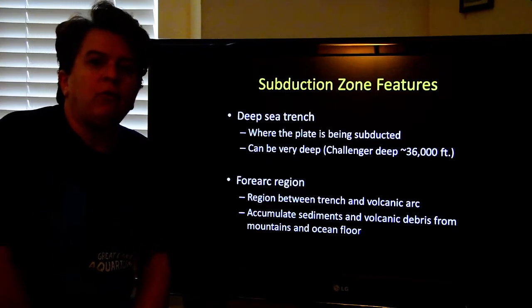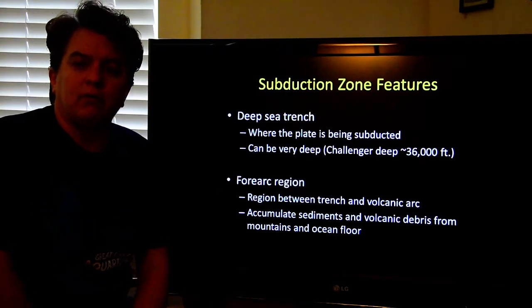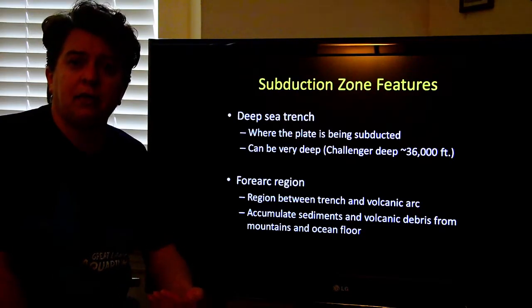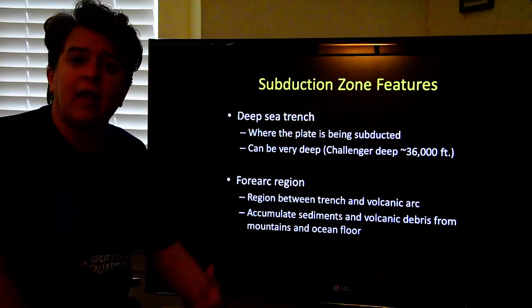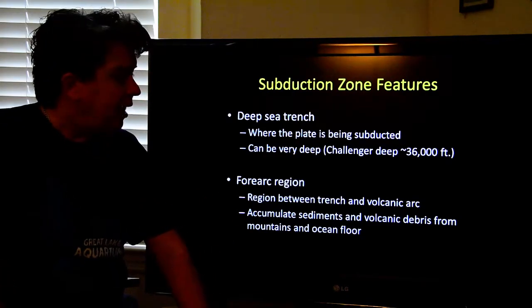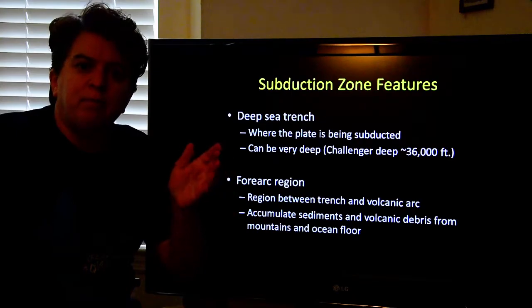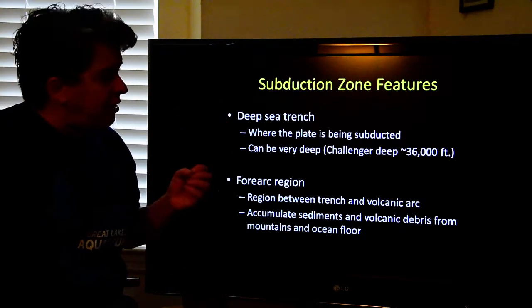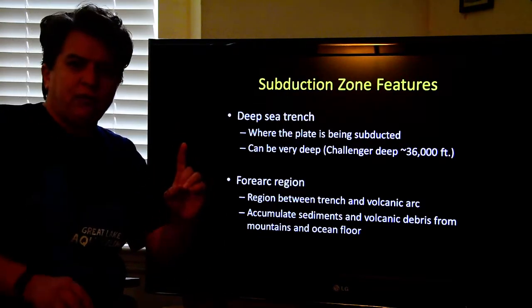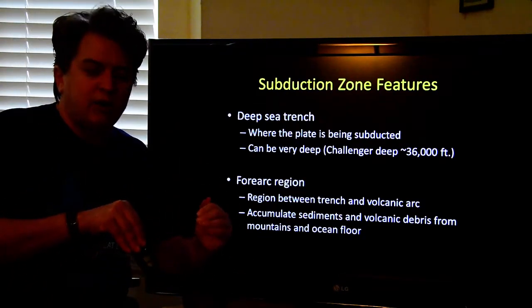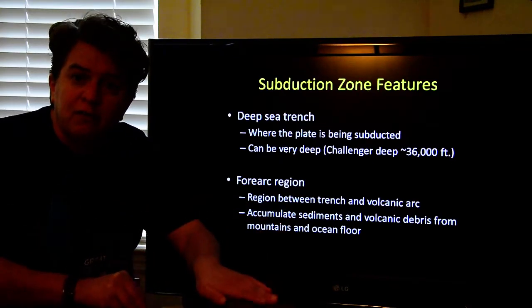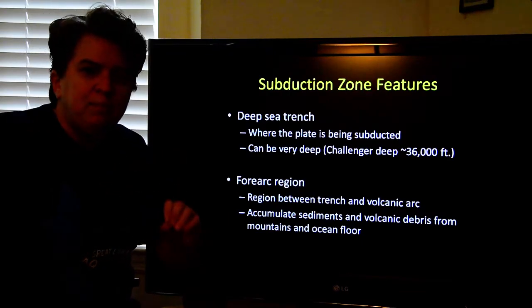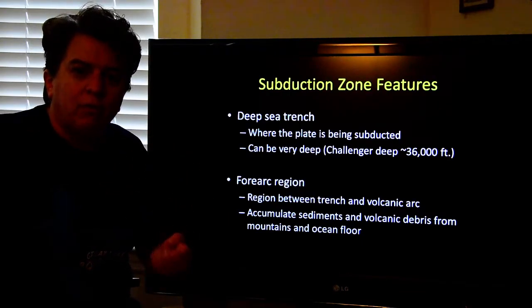We're going to start with subduction zone mountains. Where we have subduction zones, we get mountain ranges like the Cascades in Washington and Oregon, or like the Andes in South America. And in a subduction zone, there's different parts to the subduction zone. You have what's known as the deep sea trench. The deep sea trench shows the location where that ocean plate is sinking into the asthenosphere.